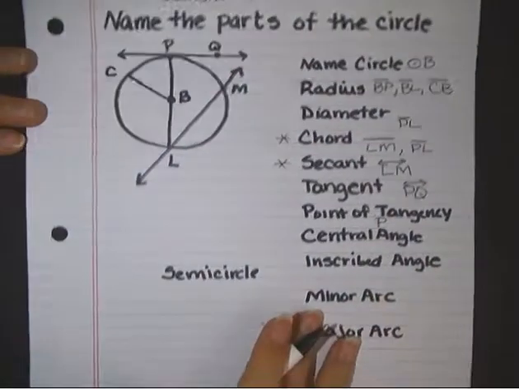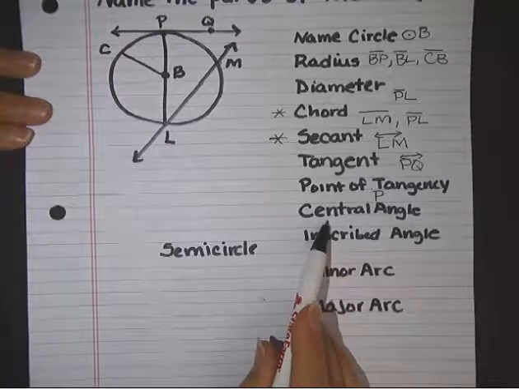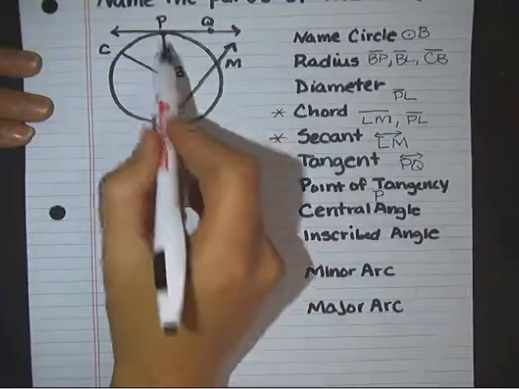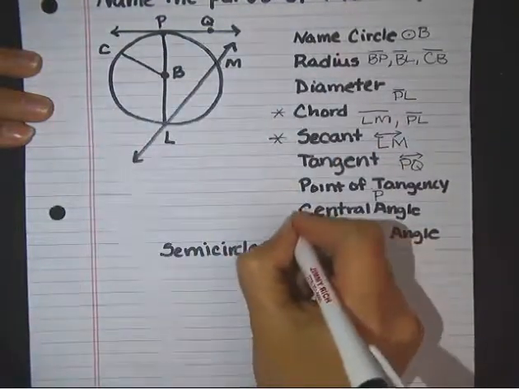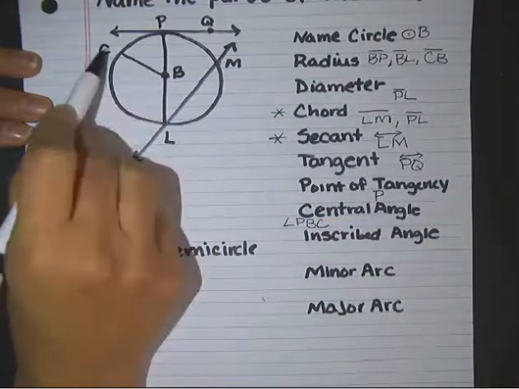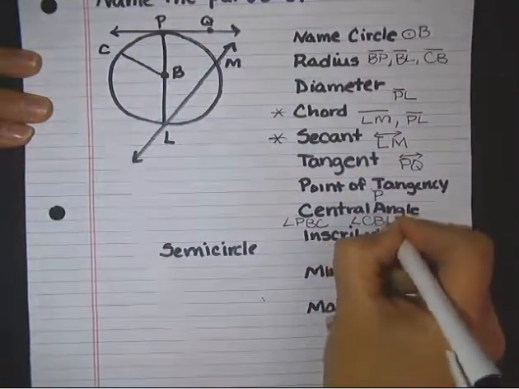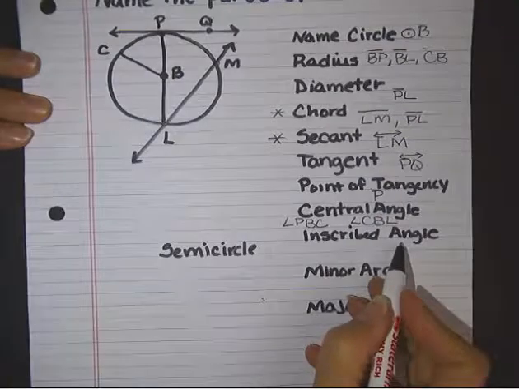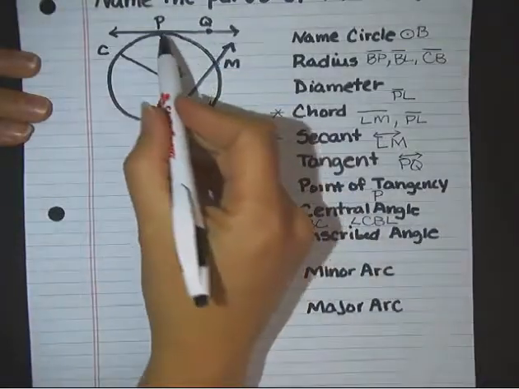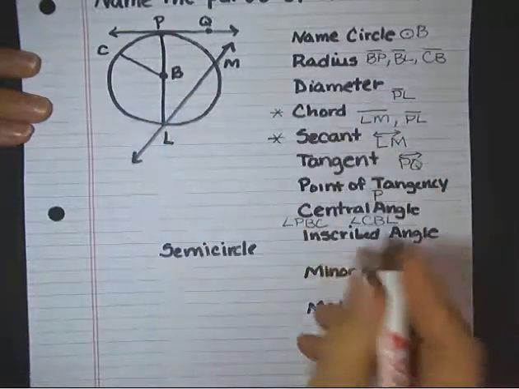Central angle is an angle that has its vertex on the center of the circle, and its sides are made up of radii. So that would be PBC. Name it like an angle, PBC. Another central angle that's obtuse would be CBL. An inscribed angle is an angle whose sides are made up of chords and whose vertex is on the circle. So our inscribed angle would be PLM or MLP, either way you want to name it.